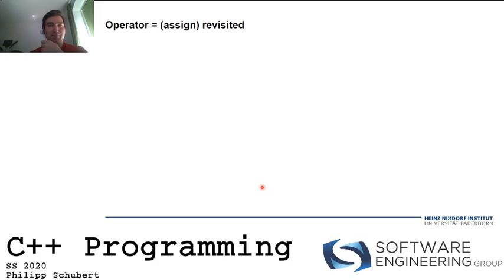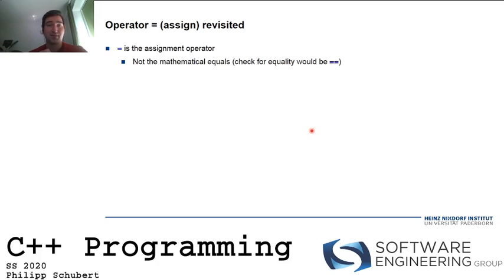For what follows, we need to revisit the assignment operator. So this one here is the assignment operator. So it's not the mathematical equality. So if you need a check for equality, as we did on the last few slides here, you would use equals equals. The single equals is an assignment operator. So how can I use it? I mean, we already used it on quite a few occasions here. But what does it actually mean?